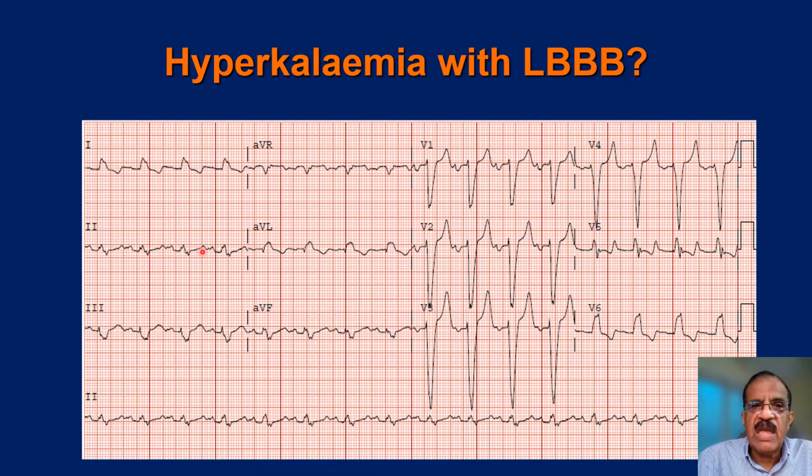Similarly, this one is actually even more obvious. This is a left bundle branch block pattern, and this is a left bundle branch block pattern, but this patient also has prominent T waves, widening of the QRS complex, and a slightly flattened P wave. So this may also be a case of hyperkalemia. Ultimately, you may suspect, but the ultimate evidence of hyper or hypokalemia should be in the form of electrolyte testing.